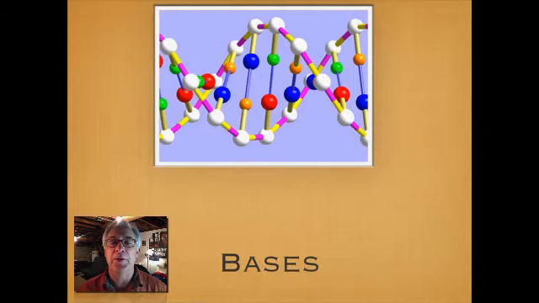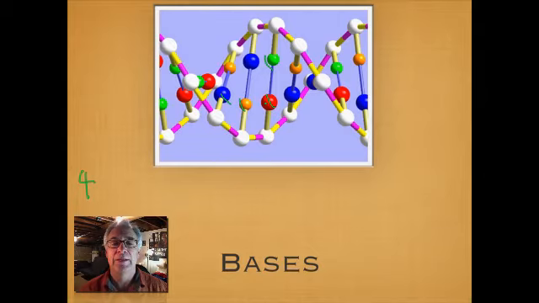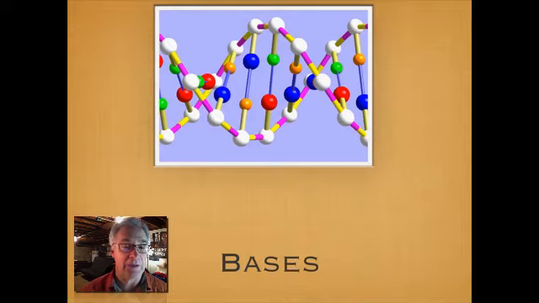And then there are the bases. There are 4 different kinds of bases, and they're located here, here, here, and there. Those 4 bases are very specific to how they pair with one another. For instance, if we take a look at the different classes, there are basically 2 classes of bases.